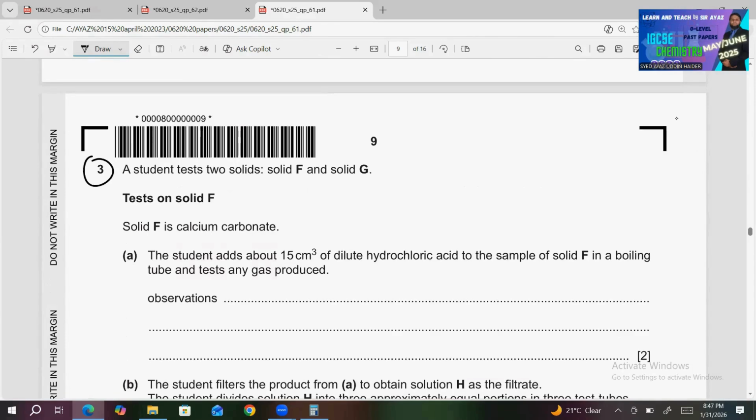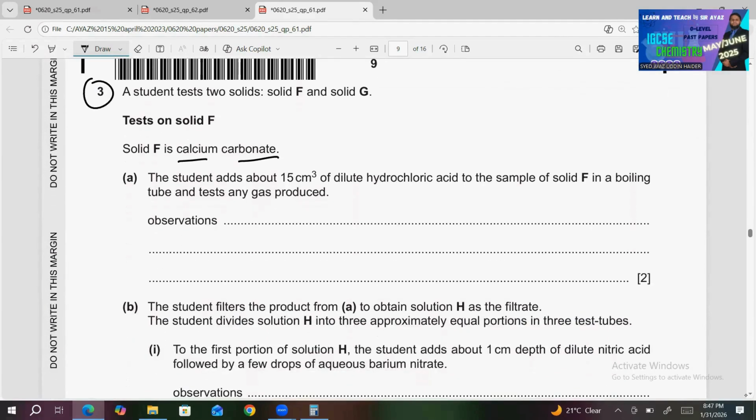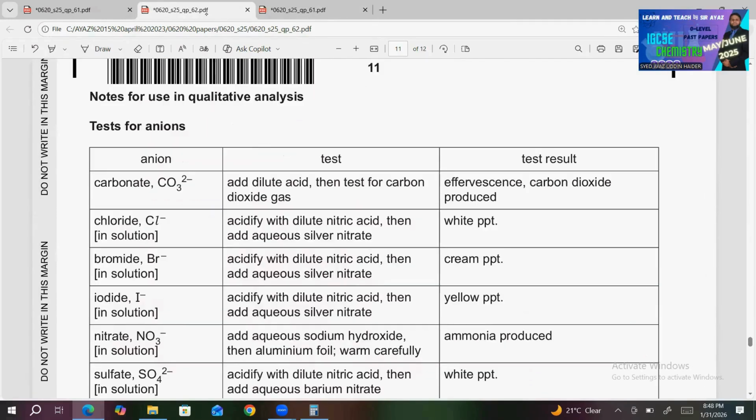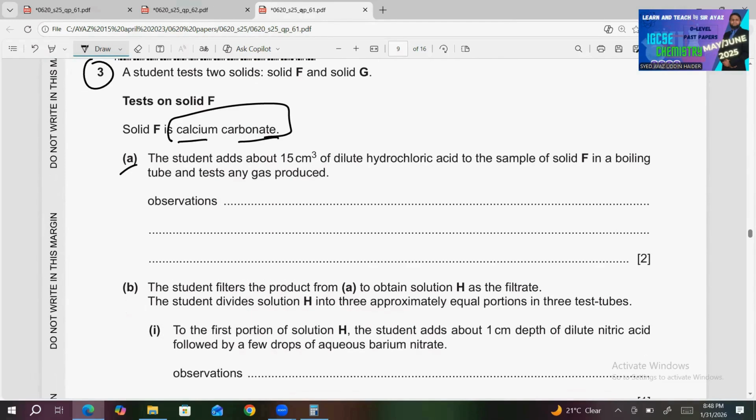Question number 3. A student tests two solids, solid F and solid G. Test on solid F. Solid F is calcium carbonate. Now they gave us the name of the compound, calcium carbonate. If they gave us the compound, then what you have to do, just quickly look at this qualitative analysis list and recall the test for the calcium ion and carbonate ion. Then you will be able to answer these questions very easily.